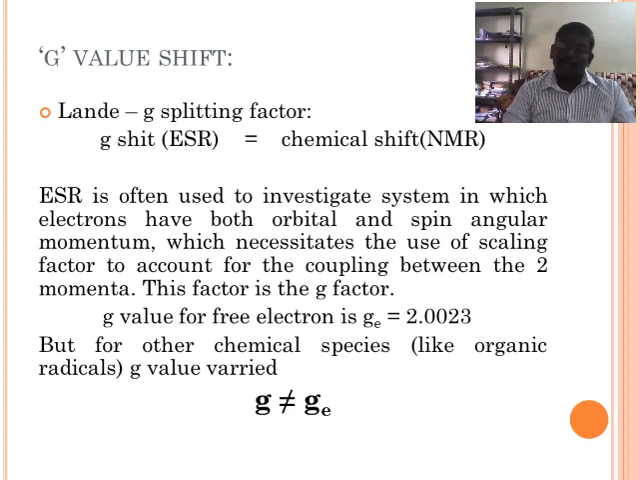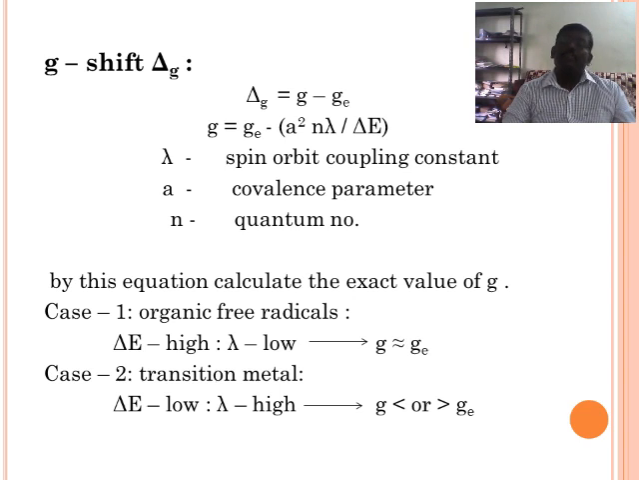The g value for the free electron is ge equal to 2.0023, but for other chemical species like organic radicals, g values vary. The g shift is delta g. What is delta g? Delta g is equal to g minus ge. g is equal to ge minus the bracket A square n lambda divided by delta E. Here lambda is the spin orbit coupling constant, A is the covalent parameter, n is the quantum number. By this equation, we calculate the exact value of g.